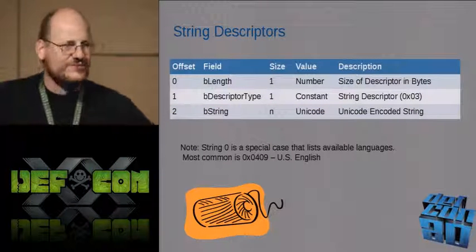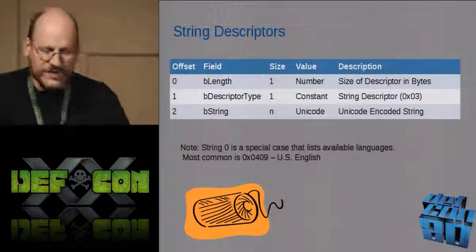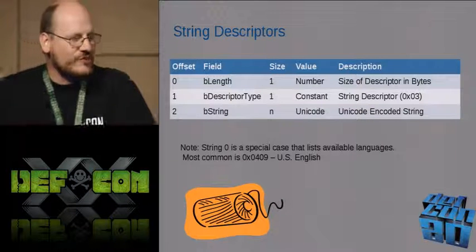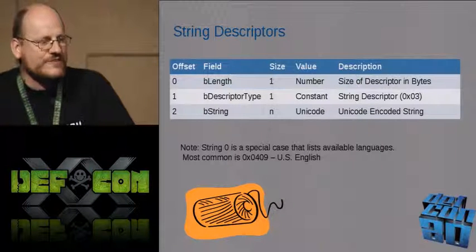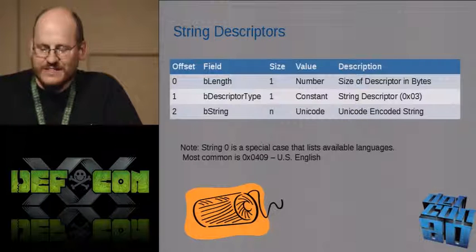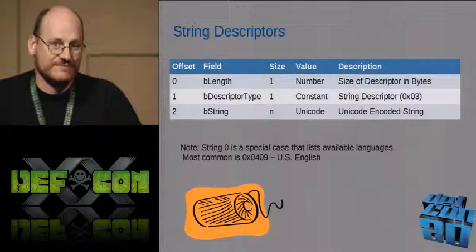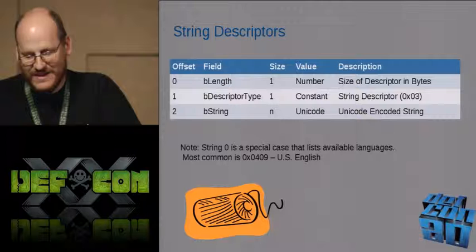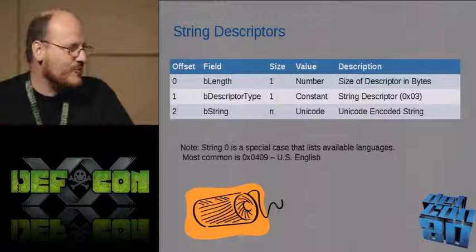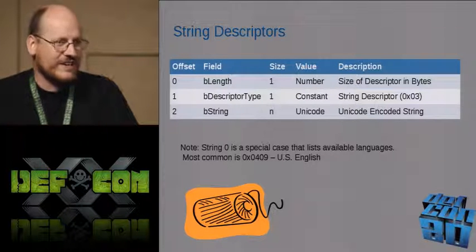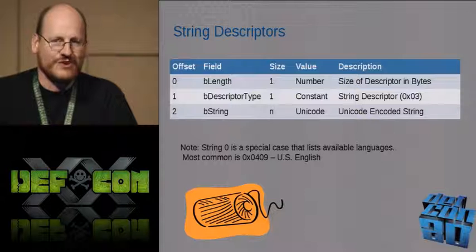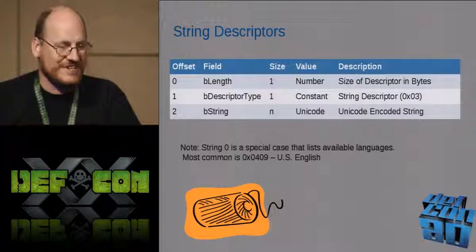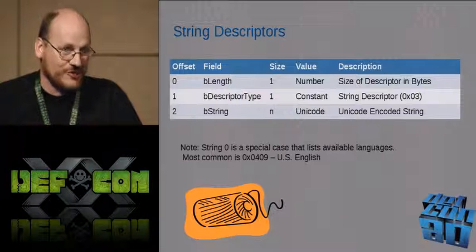And then we have string descriptors. String descriptors give you Unicode text. Again, the first thing it's going to give you is the length. Then it's going to give you the type. It's type 3, a string descriptor. And then it's going to give you a Unicode string, which for most of us here is pretty much ASCII text, where every other byte is just zero.